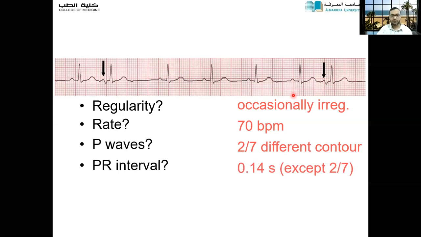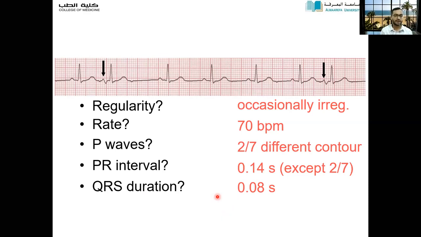We have PR interval normal, except similarly the 2nd and the 7th because they are abnormal in shape. QRS duration, they are normal. So can I label it as a normal sinus rhythm? No, definitely not, because P waves are not normal and there is occasional irregularity. So this is arrhythmia, definitely. But can it be a sinus arrhythmia or non-sinus?